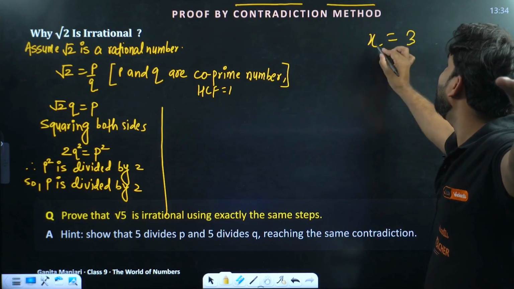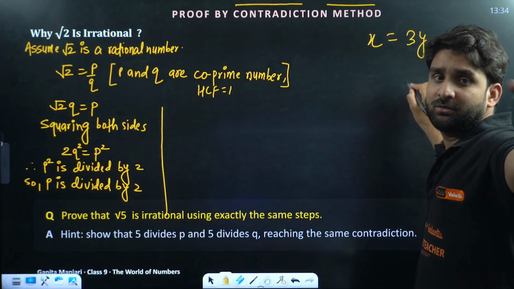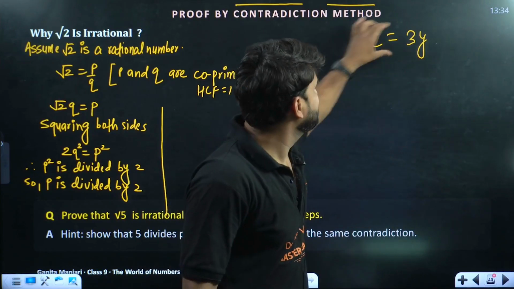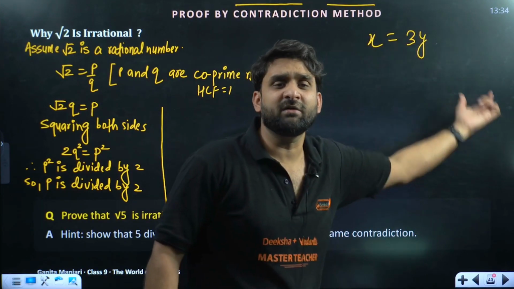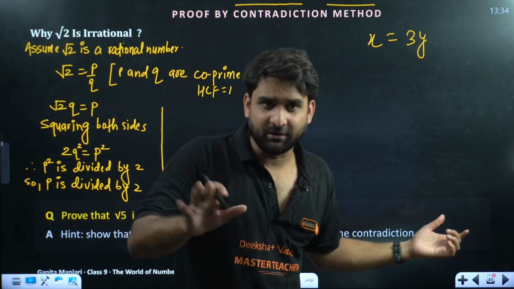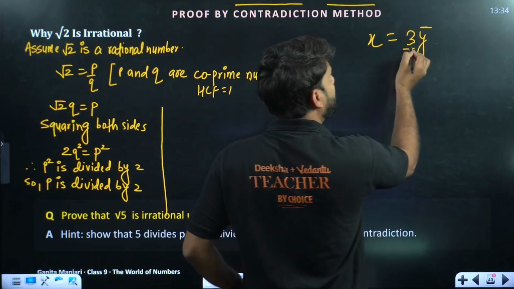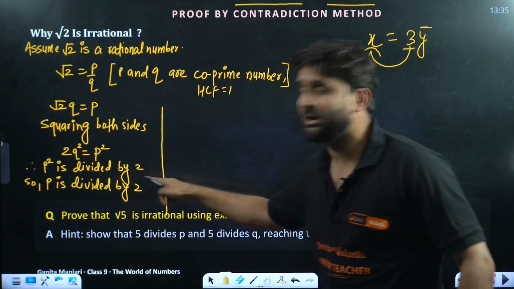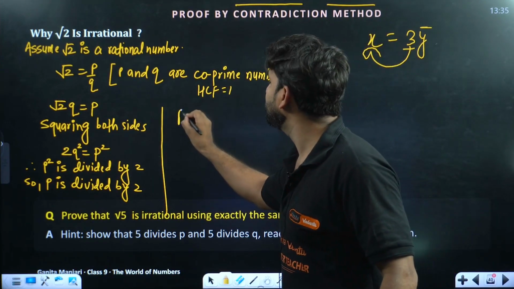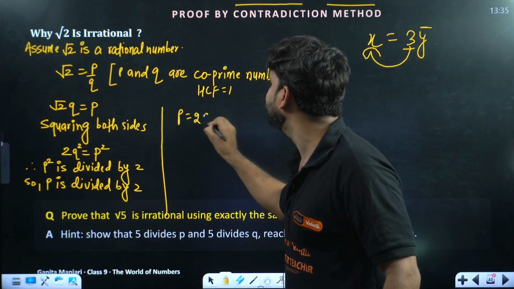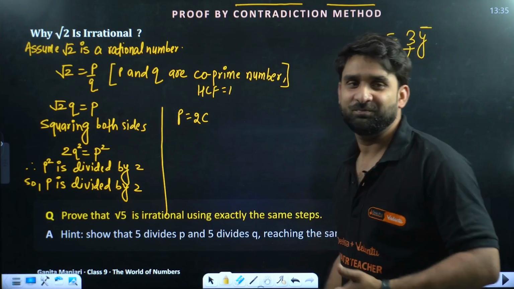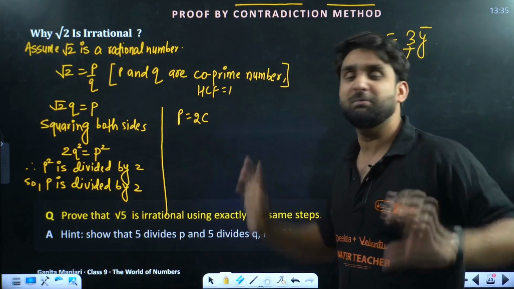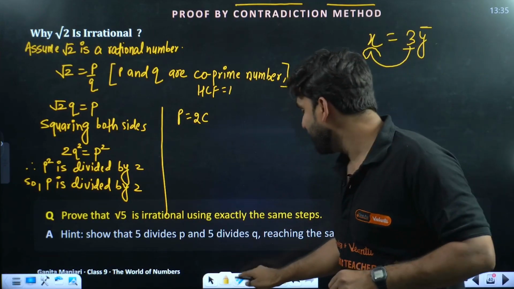So we can write x is equal to 3y, 3 with any new variable, right? Because if 3 is here in multiplication form, it implies that x is divisible by 3. So here, same thing. If p is divisible by 2, we can write p is equal to 2c. I am taking one more variable c, because p is divisible by 2, so 2 will remain in multiplication form with any new variable. I hope this is clear to you.